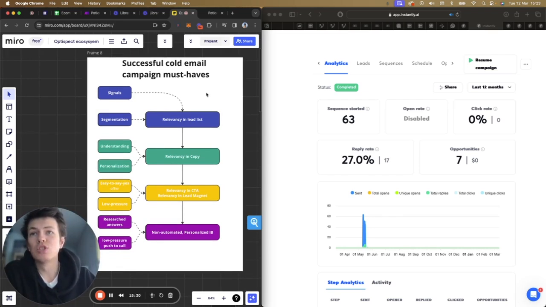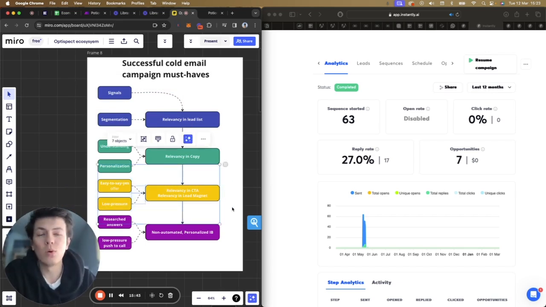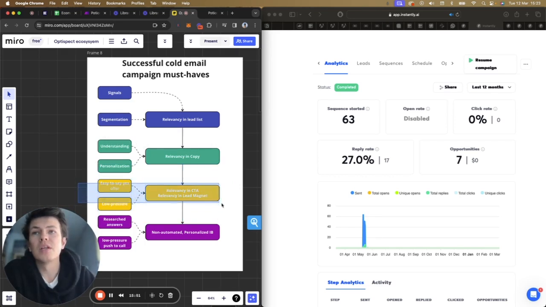I would say the two most important parts are having a laser-focused, laser-targeted lead list, and having an easy-to-say-yes-to offer in your email, whether it's a lead magnet or something else, or a free audit. You want something that's super easy to say yes to in the email.